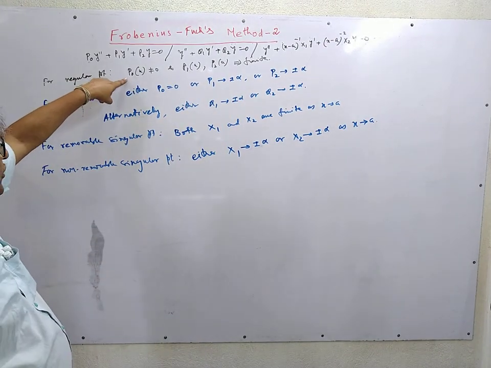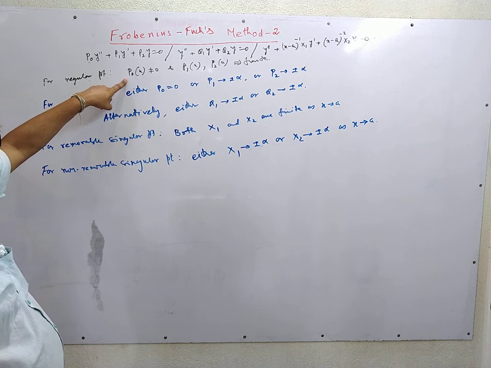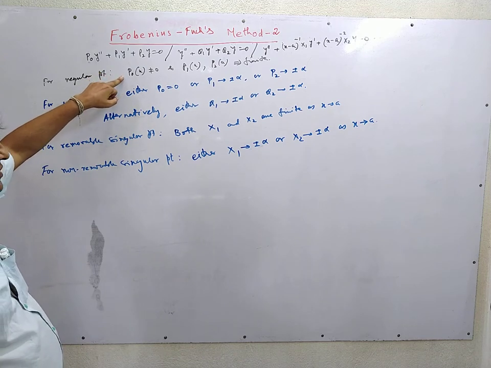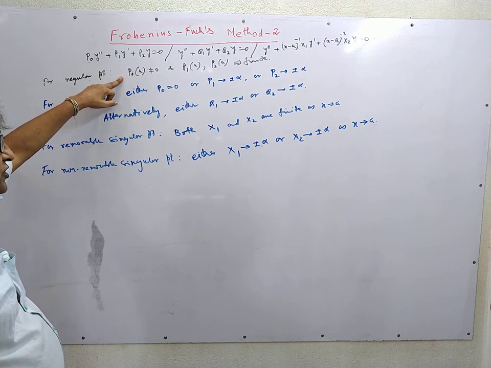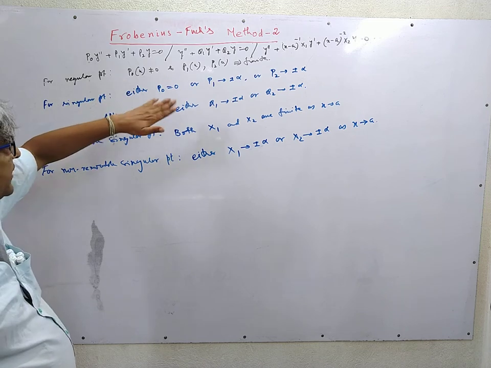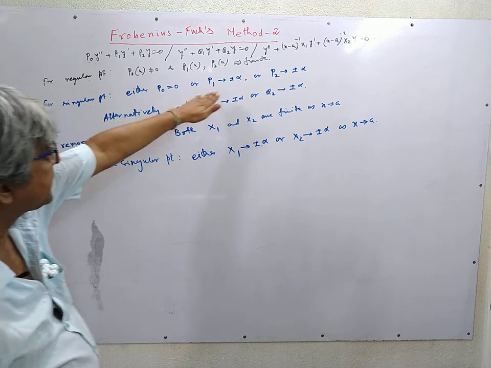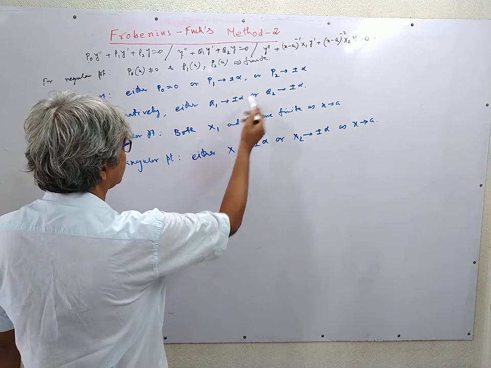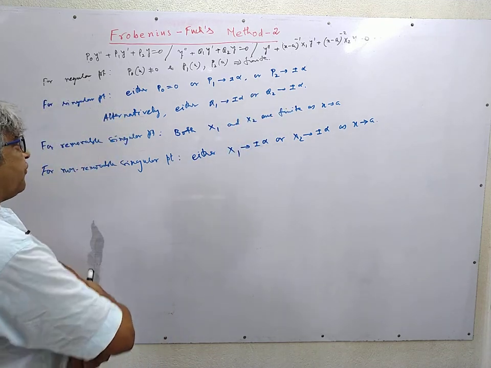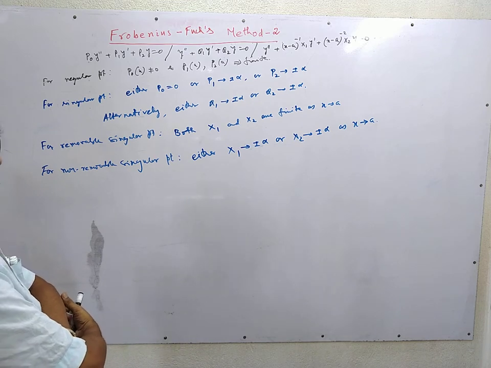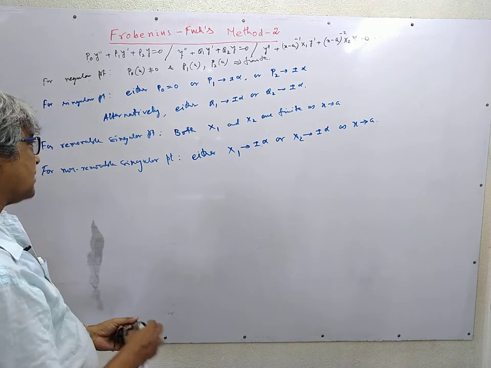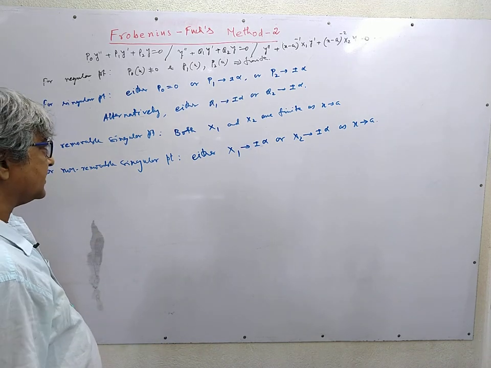For a regular point, P0 is not equal to 0 and P1, P2 are finite. If these conditions are not satisfied, then the point under consideration is a singular point. So for a singular point, either P0 is equal to 0 or P1 or P2 may diverge. In terms of Q, at a singular point either Q1 or Q2 diverges, and at a regular point both Q1 and Q2 are finite.